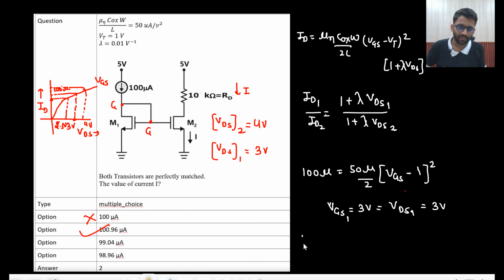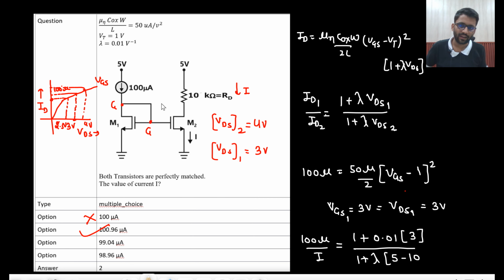My ID1 is 100 micro, divided by ID2, I need to find, that I am assuming as I. 1 plus lambda VDS1, that is 3. Lambda value also I know, that is 0.01 into 3. Divided by 1 plus lambda, what will be my VDS2? That would be 5 minus 10k into I. And lambda value also we know, that is 0.01. So the only unknown here is I. So you need to get I from here.